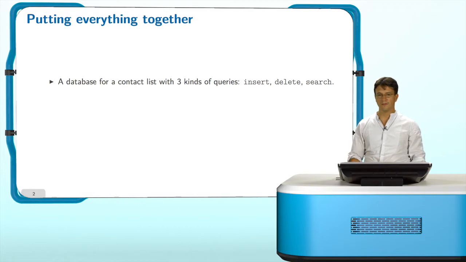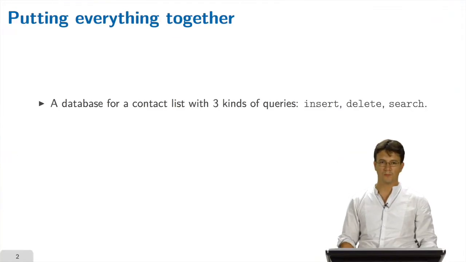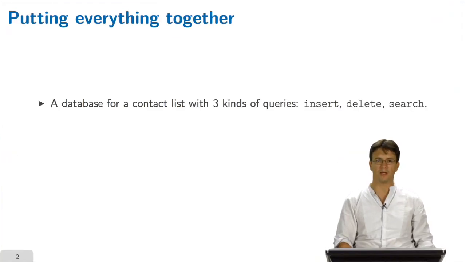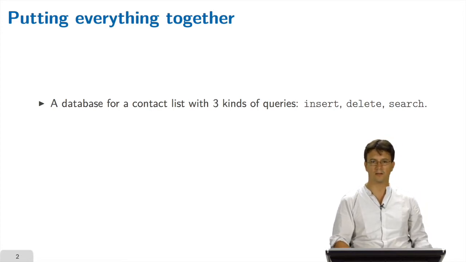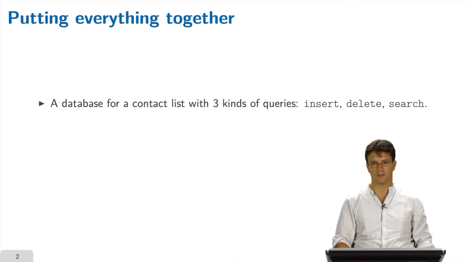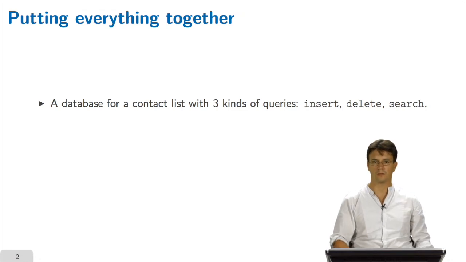So we have seen for now several kinds of types: records, tuples, arrays. To understand them better, we will use them together in a single program. This program will be a toy database that will handle a contact list for three kinds of queries: the insertion of a contact, the removal of a contact, and a lookup function in the database.